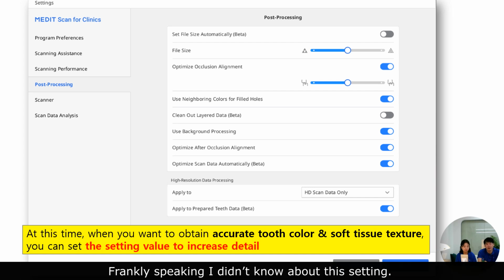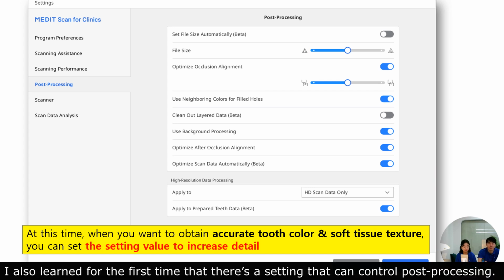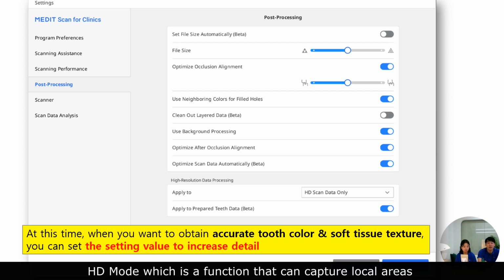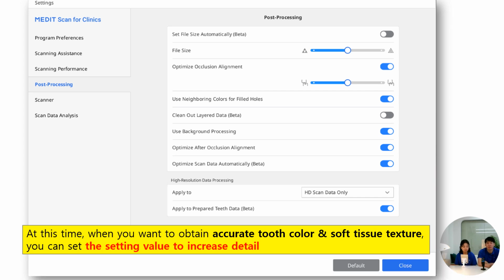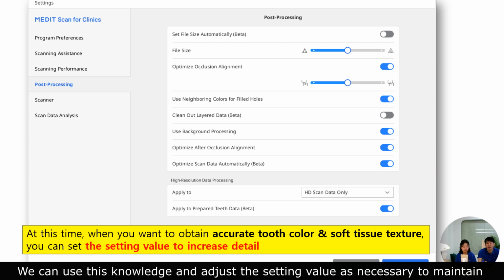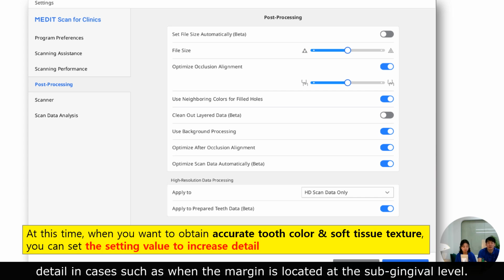Frankly speaking, I didn't know about this setting. I also learned for the first time that there is a setting that can control post-processing. HD mode, which is a function that can capture local areas more accurately, is said to have a larger mesh number than usual. We can use this knowledge and adjust the setting value as necessary to maintain detail in cases such as when the margin is located at the subgingival level.